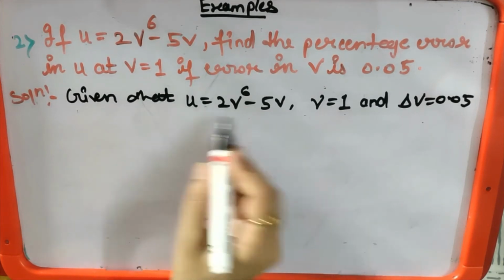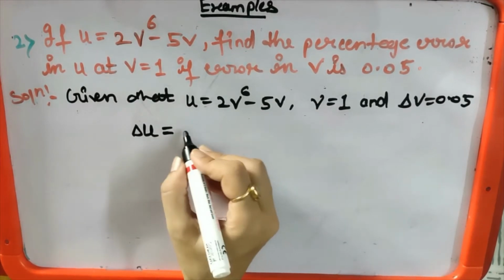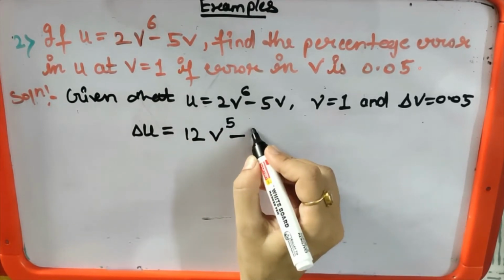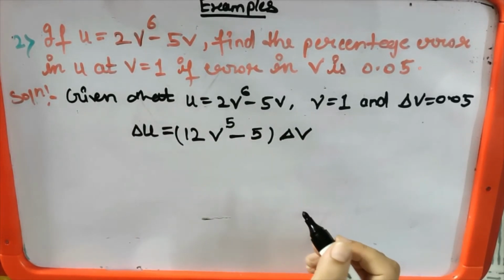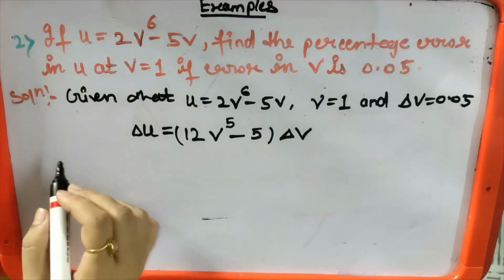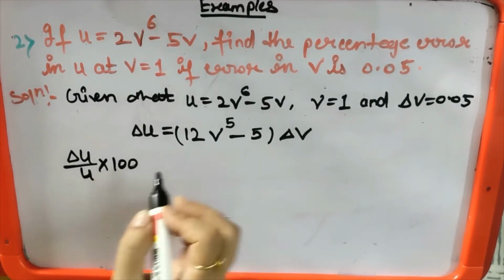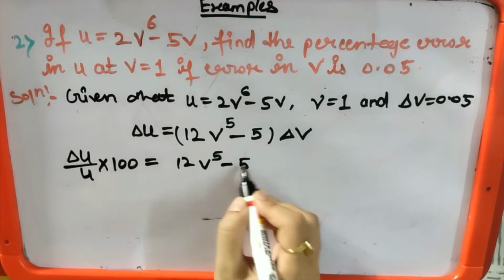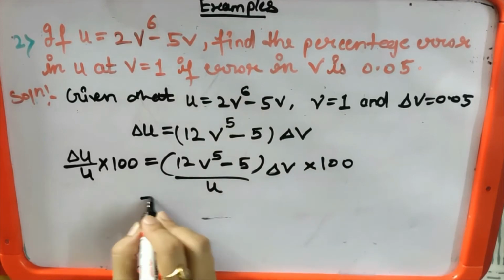Now the error in u is given by delta u equals, differentiating it, 12 v to the power 5 minus 5 times delta v. Now we have to find the percentage error in u. The formula is percentage error is given by delta u upon u into 100. That is, we have to divide this by u upon u into 100. Now substitute the value of u.